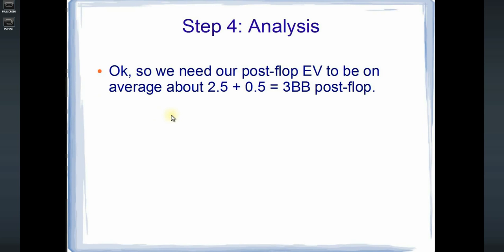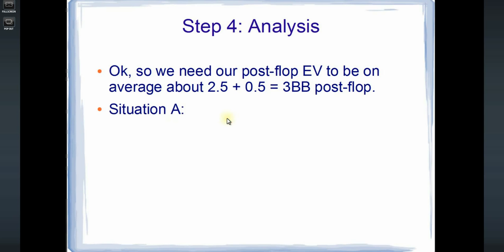Okay, so we need our post-flop EV to be on average about 2.5 plus 0.5 equals 3 big blinds post-flop. Because remember, if we're trying to win half a big blind overall for the hand, well, if we risk 2.5, sometimes people don't like it if I use the word risk. If we open for 2.5 big blinds, and we need to win on average 0.5 big blinds overall for the hand, then our post-flop EV will have to be 2.5 plus 0.5 equals 3 big blinds.